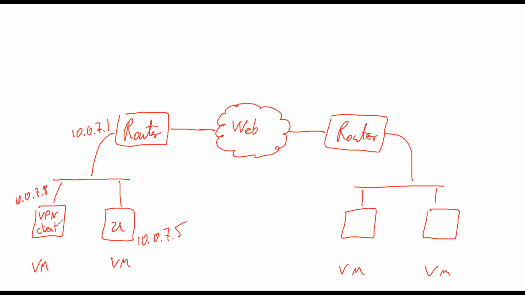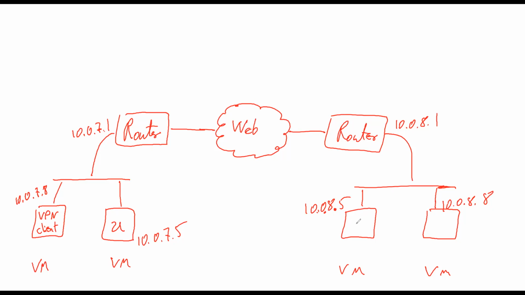How do we do all of this, right? On the other end, we have the router, which is the other network, 10.0.8.1, which means that this one would be 10.0.8.5, and then this one could be 10.0.8.8, let's say. Okay, so we have our scenario here. Now let's start the process.